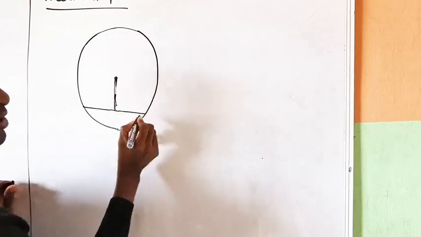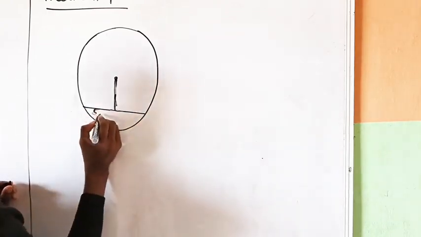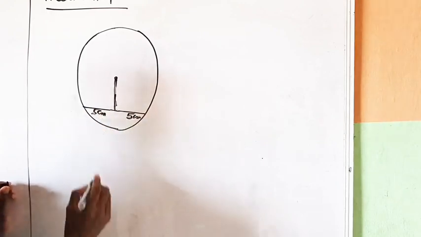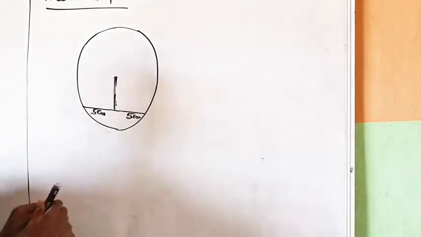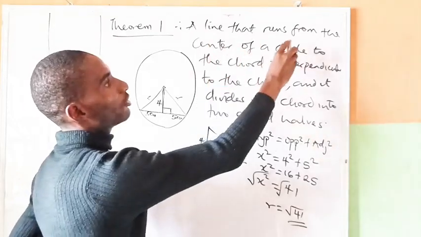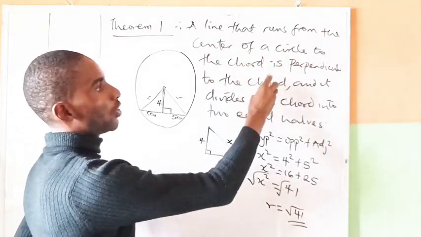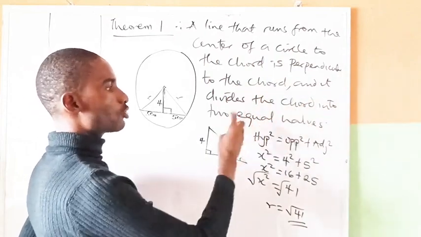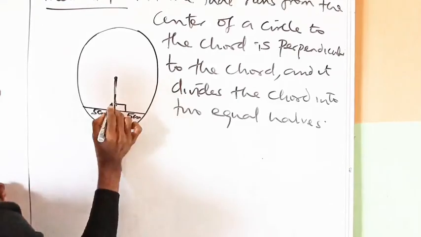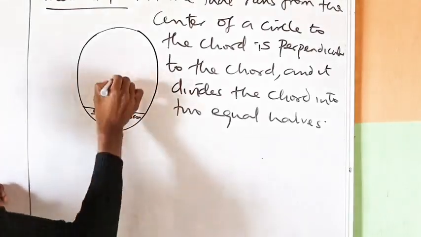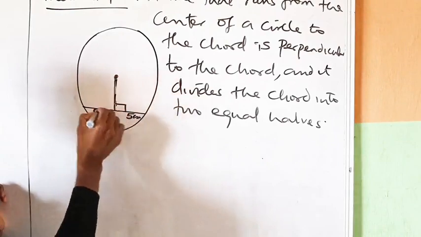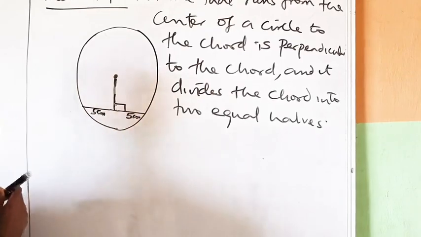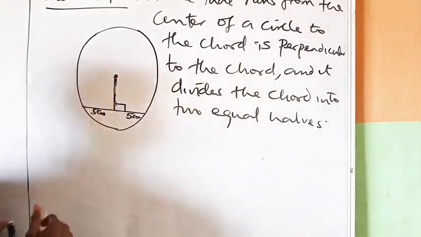So if the length of this chord is 10 meters, that means this part is 5 meters, this part is 5 cm rather, not meters. Are you getting it? So let me repeat that. The rule says a line that runs from the center of a circle to the chord is perpendicular to the chord, and it divides the chord into 2 equal halves. It is perpendicular to this chord. This line running from the center of a circle is perpendicular, meaning it forms angle 90 degrees with this chord. Number 2, it divides this chord into 2 equal halves.